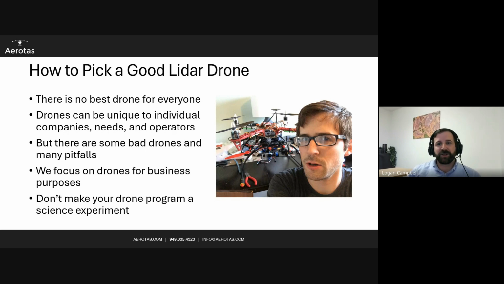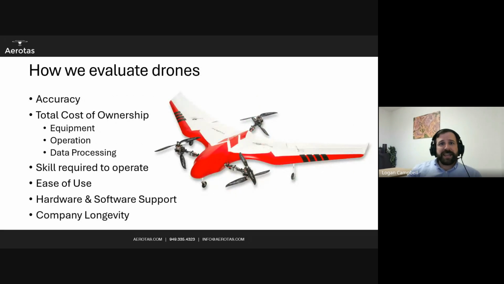And it took a long time for Aerotas to come from that kind of research program into a business today. And I can tell you, well, that drone actually crashed too. So don't do a research program. You don't want to crash drones. This is about business. So as we get into how we evaluate drones, like I said, it is balance.